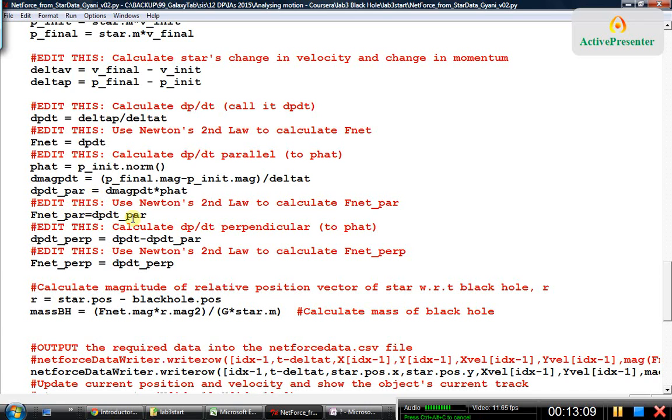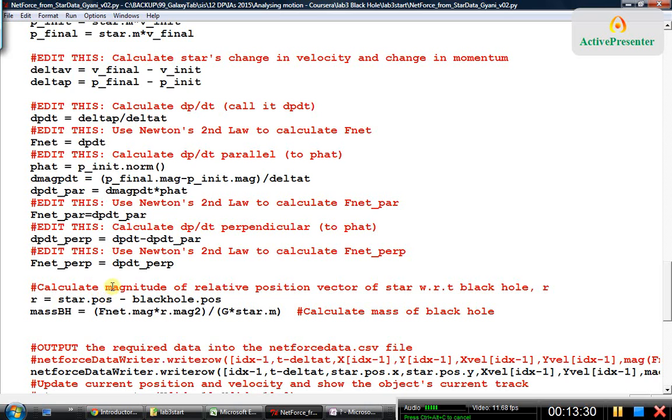So this is going to be equated to the parallel component of net force here. Now the perpendicular component of net force would be the total rate of change of momentum minus the parallel component of momentum. So I equate the net force perpendicular component to this.